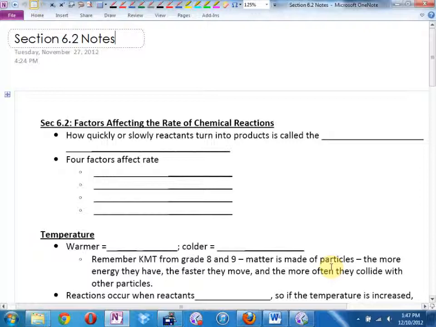So, how quickly or how slowly reactants turn into products is called the rate of reaction.